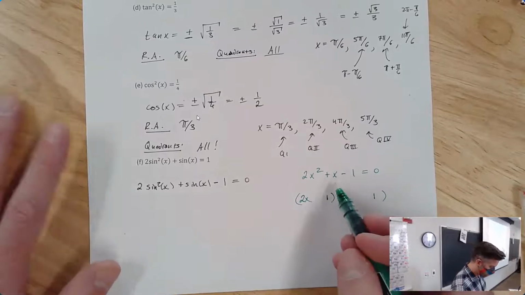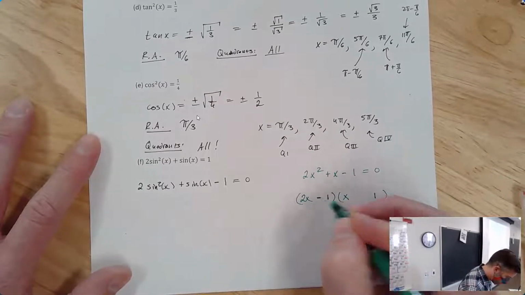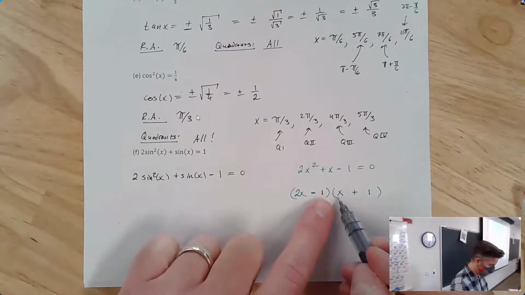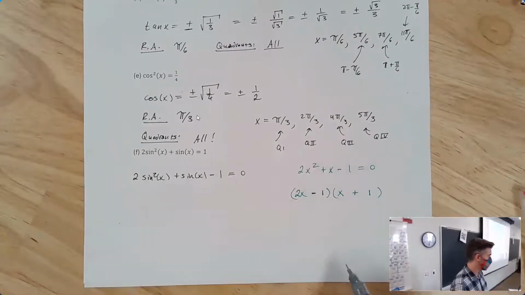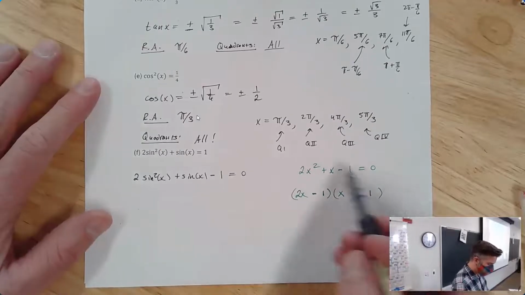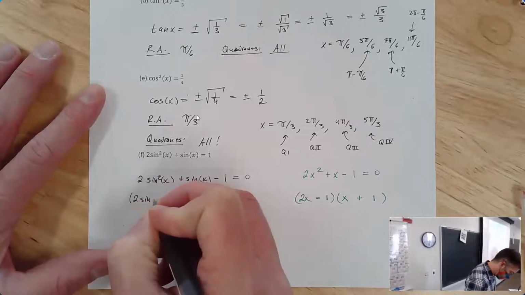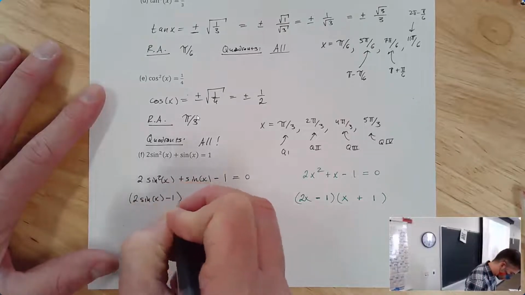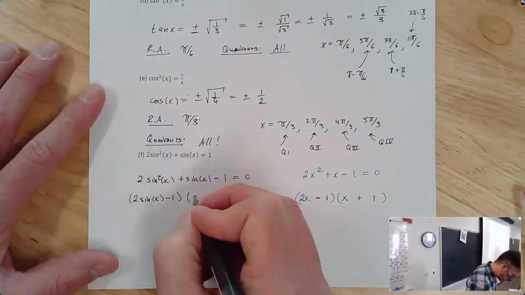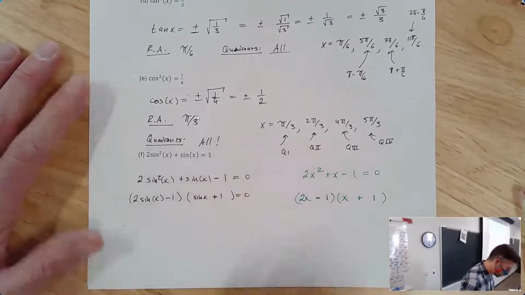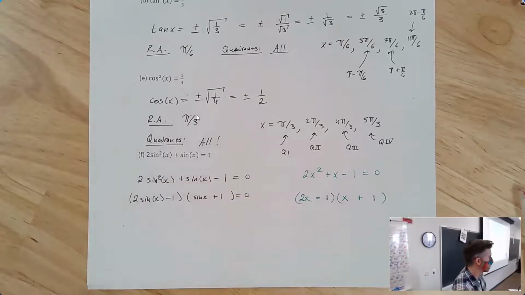Well, I want a positive x, meaning I should have a minus here and a plus here, so that when I multiply this out, I get a negative 1x plus a 2x, which adds up to plus x. So if this factors this way, that means this factors this way: 2 sine of x minus 1 times sine of x plus 1 equal to 0. I should have had this flipped. Oh well.